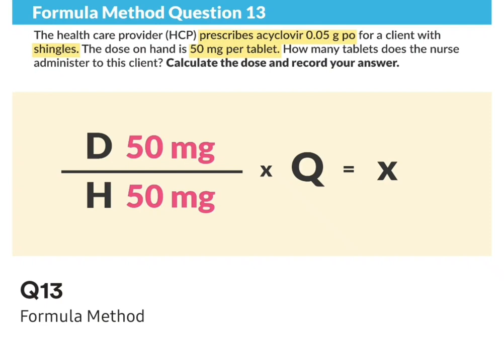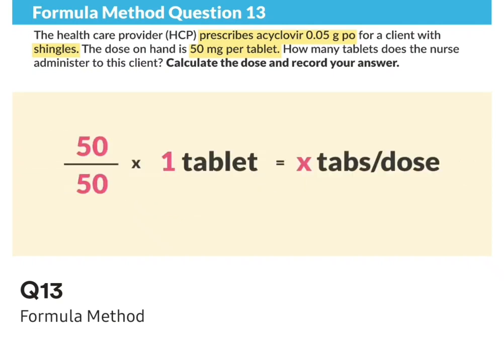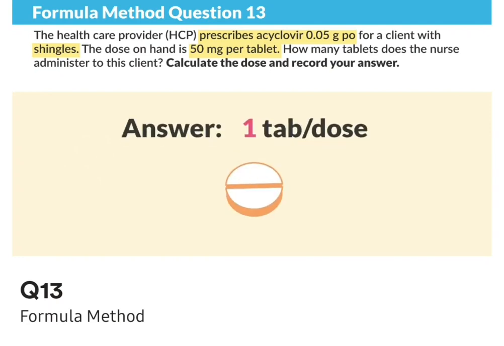Now, what is the quantity, or basically the Q? So the Q is 1 tablet. So the formula for this question should look like this. 50 over 50 times 1 tablet. So as you know, 50 divided by 50 is 1, and 1 times 1 is 1 tablet per dose. So the correct answer is 1 tablet.